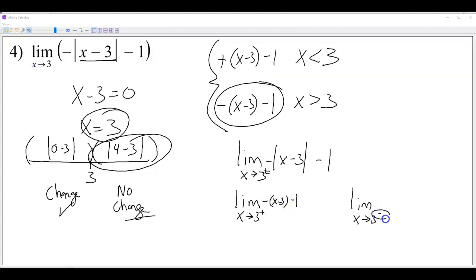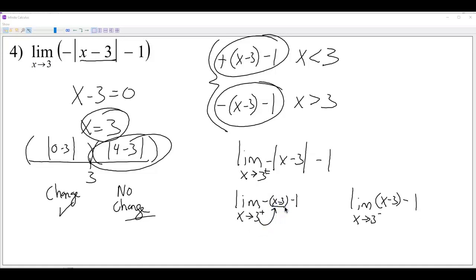And if I'm approaching 3 from the left, that's going to be the top piece. If these two things turn out to be equal, then we're in good shape. So let's see how this goes. I'm going to plug in 3.